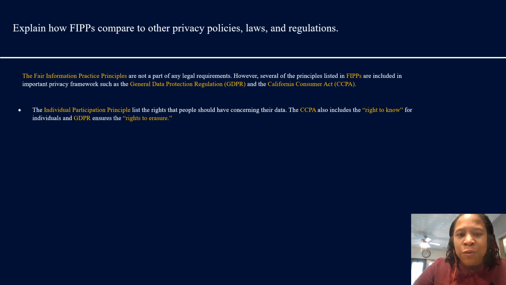GDPR, being a legal framework, sets the guidelines for the collection and processing of data. GDPR compares to the seventh principle of FIPPS, which means that it's the individual participation principle. This principle lists the rights that people should have concerning their data. Both GDPR and CCPA framework align to this principle.